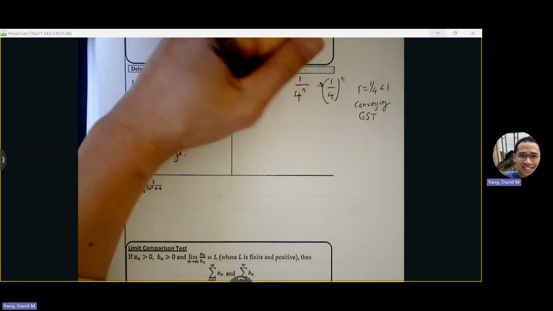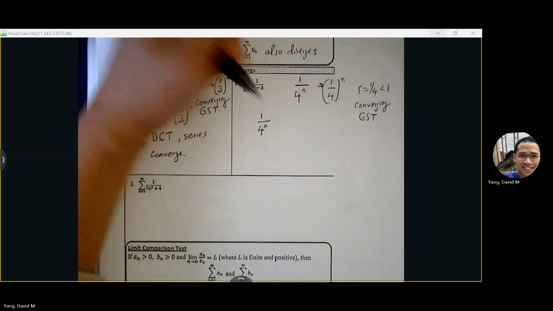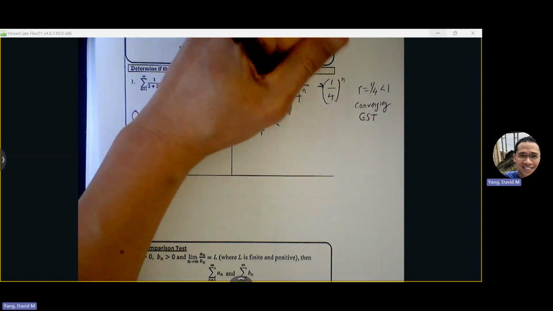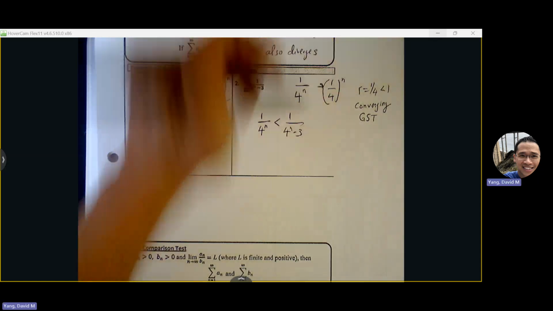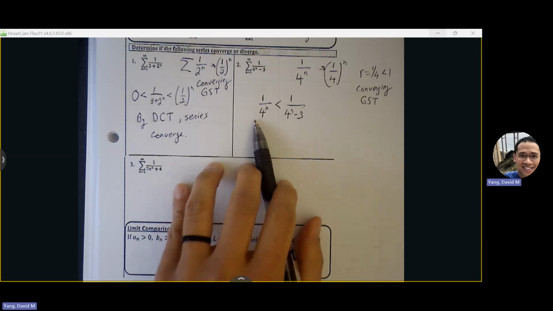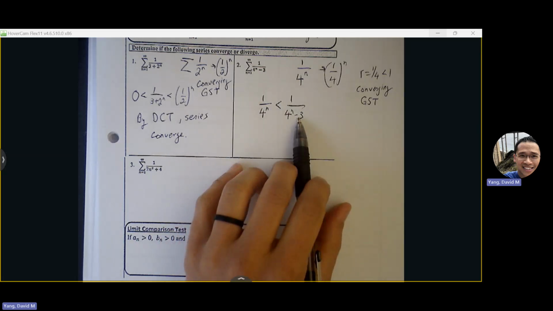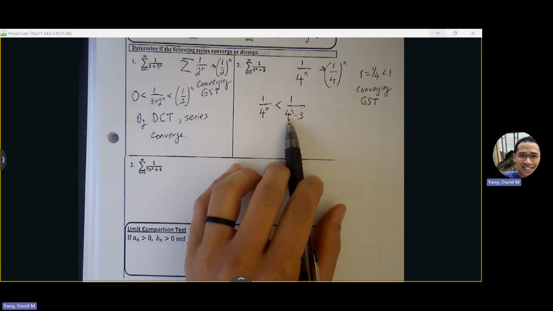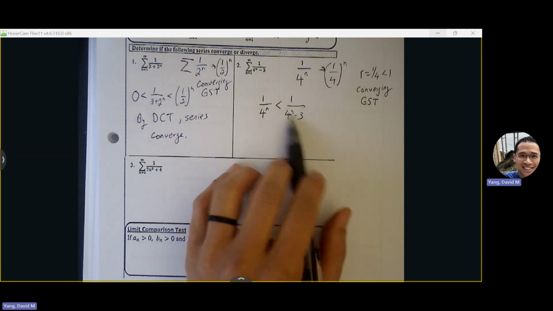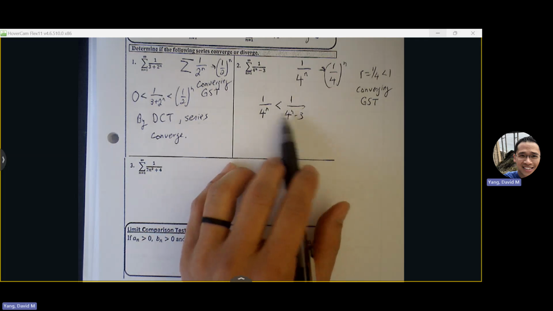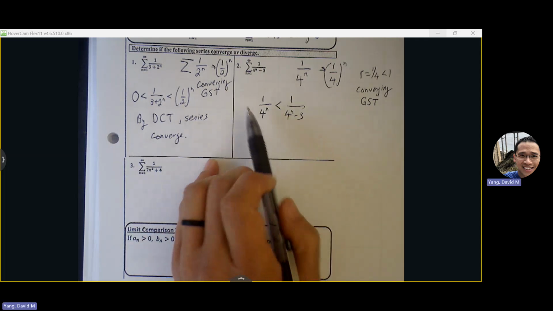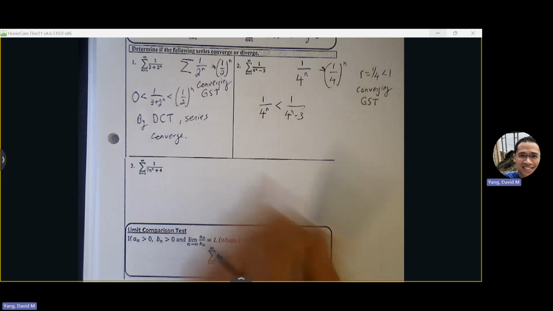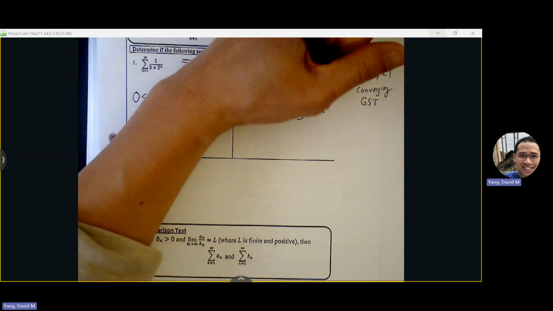Now, the issue is that 1/4 to the n is less than 1/4 to the n minus 3. So we have a converging series, but this is going to be larger, because if I subtract from the denominator, it'll make my overall fraction larger. And this is not a good way to go, right? If I have a converging series, then anything larger is that gray area. It's probably going to converge, but we really can't make that strong of an argument. So this is inconclusive.